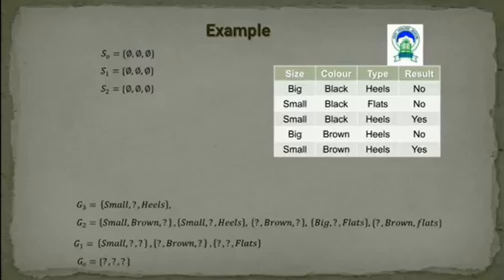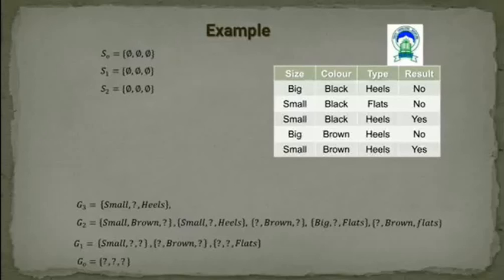Okay. Now the third bracket. Question mark and small, match. Brown, black, no match. Question mark, hills, match. But the result here is no, but the result in the table is yes. So what we have to do? We have to just cancel it. There is no need to exchange the values or write the same here. We have to just cancel this.